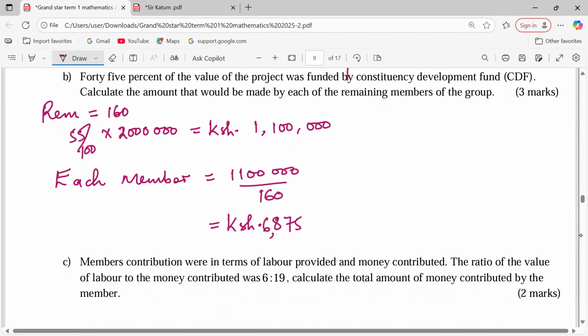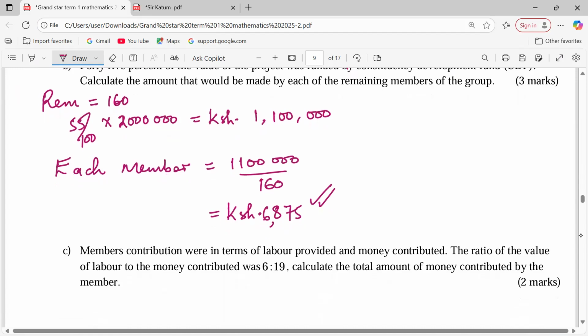68.75 Kenya shillings. So that is the amount per individual according to this project. So that's how it would work. Very simple. Very simple.